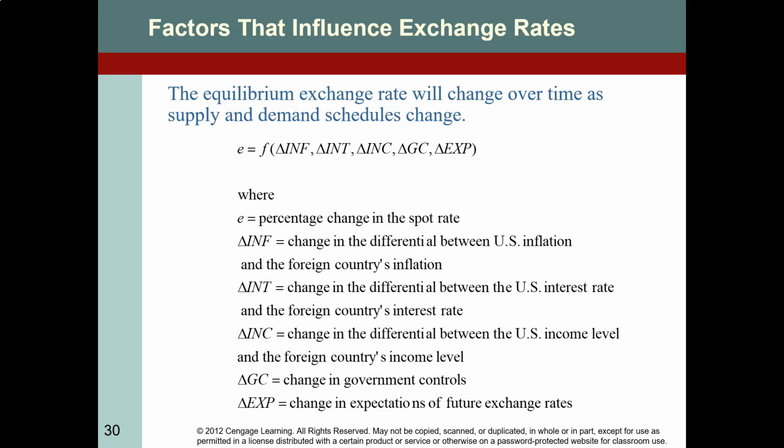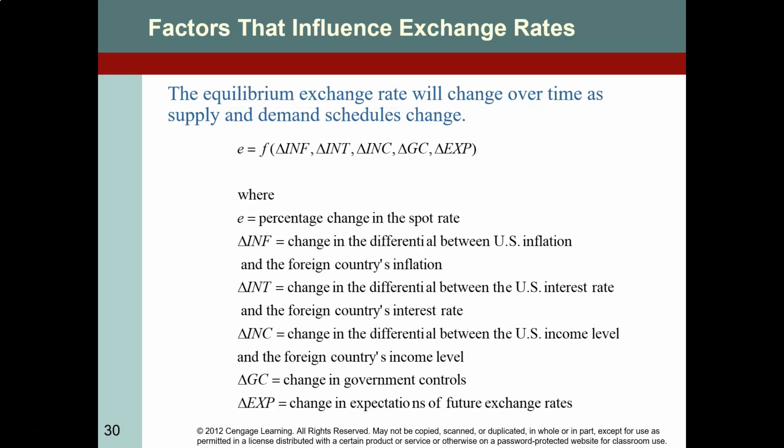The second factor is delta INT. It is the change in the differential between the US interest rate and the foreign country's interest rate. Okay, it's the interest rate difference between the two countries that could affect the exchange rate as well.